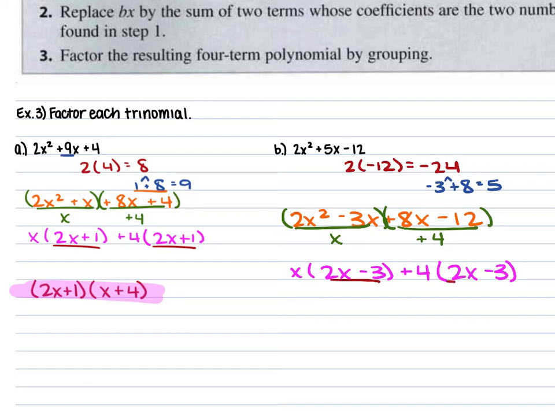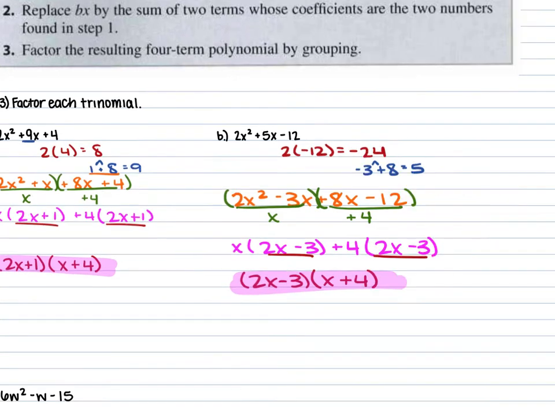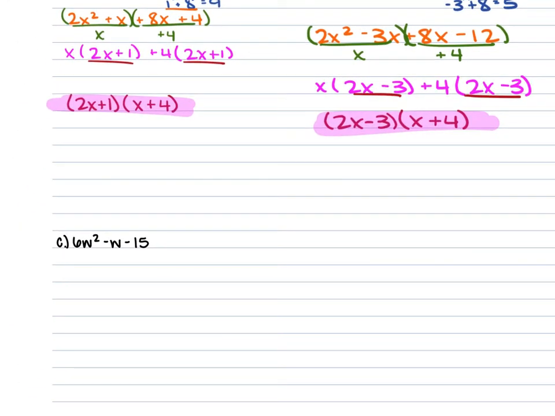Once again, your two parentheses are the same, so we'll rewrite it once. And then we'll form another with the x plus 4. So 2x minus 3 times x plus 4. With example C, we have 6w squared minus w minus 15. So we're going to start this one by doing this 6 times the negative 15.